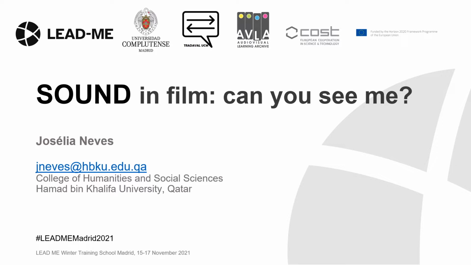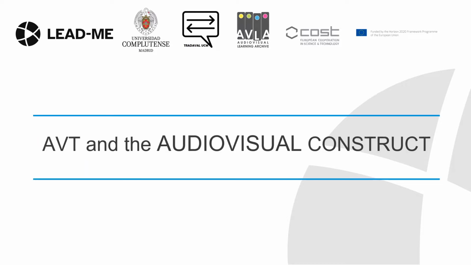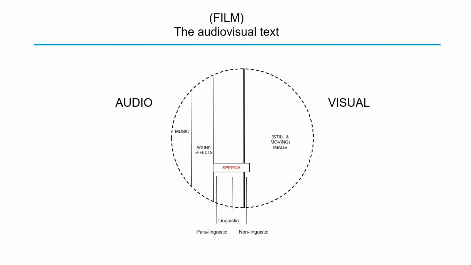So as audiovisual translators, it is very, very important that we become qualified or excellent readers, not only of the visual elements, but also of the auditory elements. Let us begin by thinking about the audiovisual construct. We all know that the audiovisual text is a complex whole that is a sum of different elements. We know that the visual component is the continuous succession of still images that are put together at a high rate to give us the illusion of movement, and that the auditory component is also a complex whole that comes with music, sound effects, and speech.